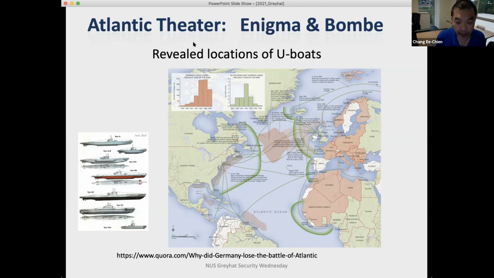The U-boats were, of course, in the ocean, and it's a big ocean, so they had to communicate through radio, and the messages would be intercepted.